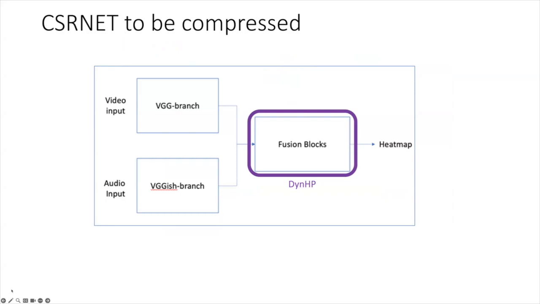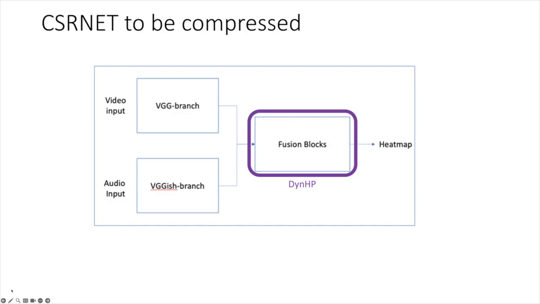Briefly, the CSRNet is a deep network model made of 3 parts. A feature extractor for processing the video frames based on the VGGNet architecture, a feature extractor for processing the audio streams based on the VGG-ish architecture, and a set of fusion blocks that combine the 2 types of features and provide in output a heat map where the density reproduces the location of the people present in the frame. The heat map is used to count the number of people from the crowd. The DynHP methodology can be applied in principle to any layer of a deep neural network, according to the needs of the specific use case.